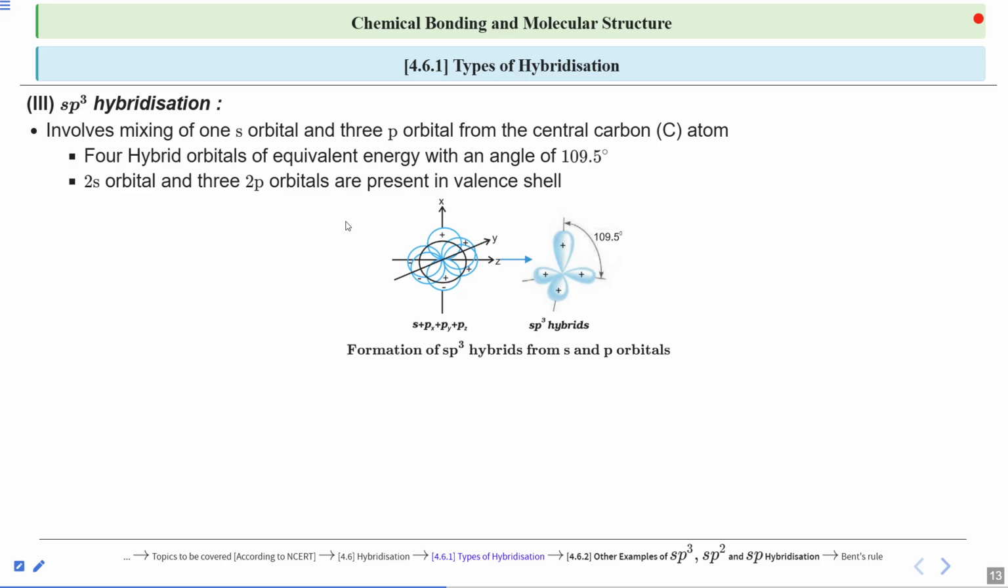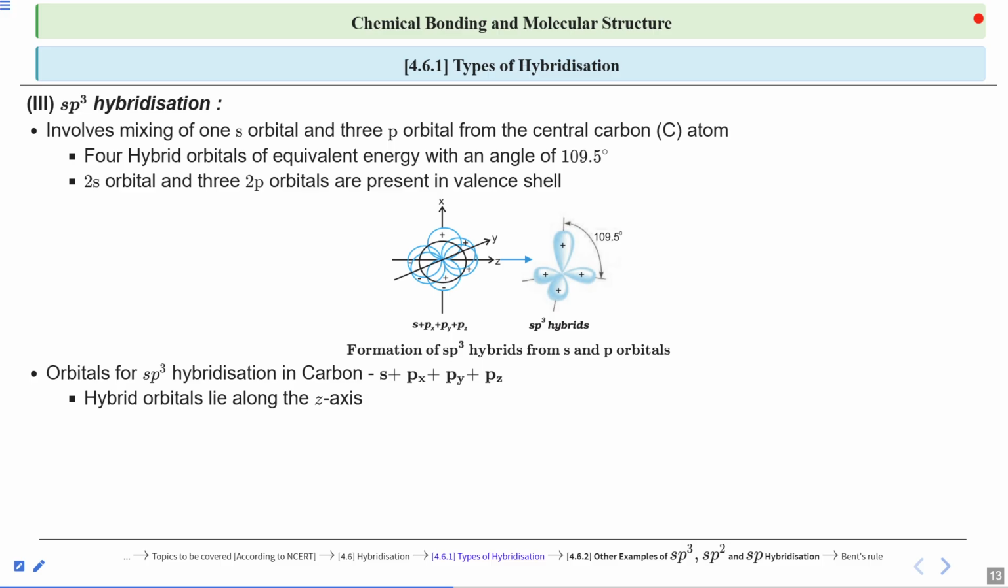You can again just try to look here. So this is quite confusing. There is a y-axis, x-axis and a z-axis. Along all of this, there is a p orbital. And a whole circle is there on the top to represent the s orbital. They are combining together, s, px, py, pz, to form the sp3 hybrid orbitals, which are at an angle of 109.5 degrees. So what are the orbitals which are involved in sp3? s, px, py and pz. And in this case also, your hybrid orbitals will lie along the z-axis.